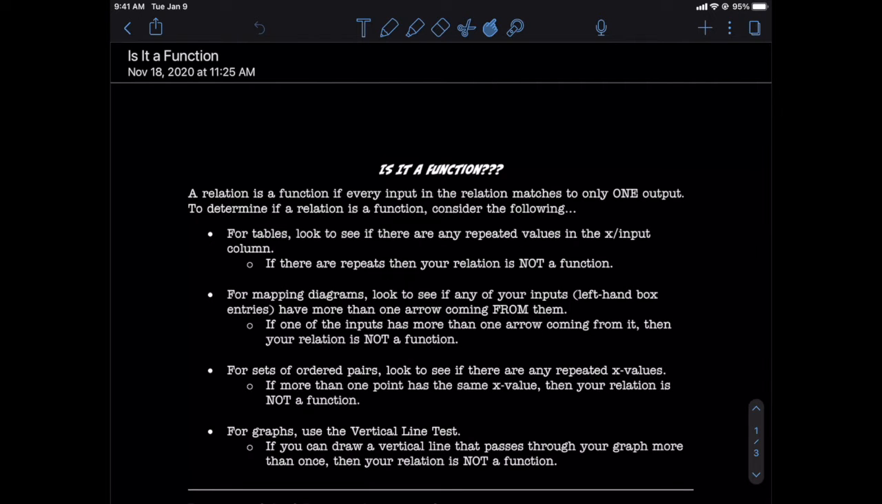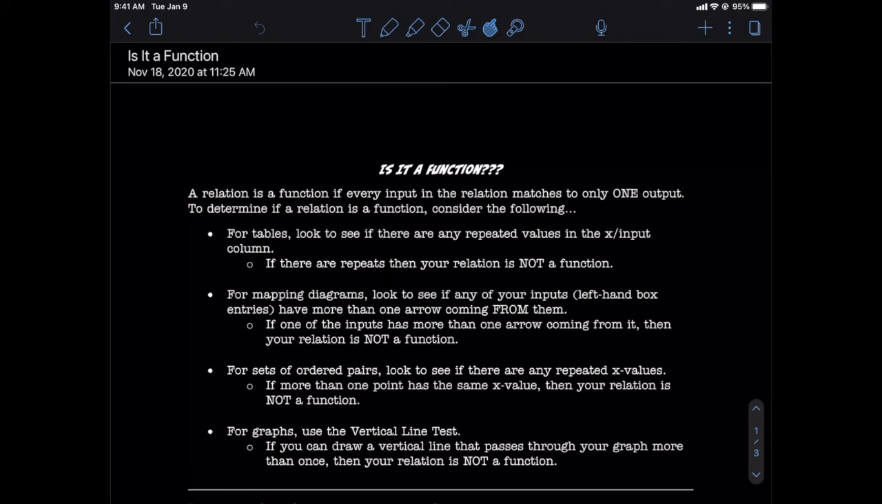Hello! Today we are going to be asking ourselves one of the key questions in most algebra classes: is something a function? To be more precise, we are asking, is a relation a function? And as you can see on the screen here, any relation is a function if every input in the relation matches to one and only one output.